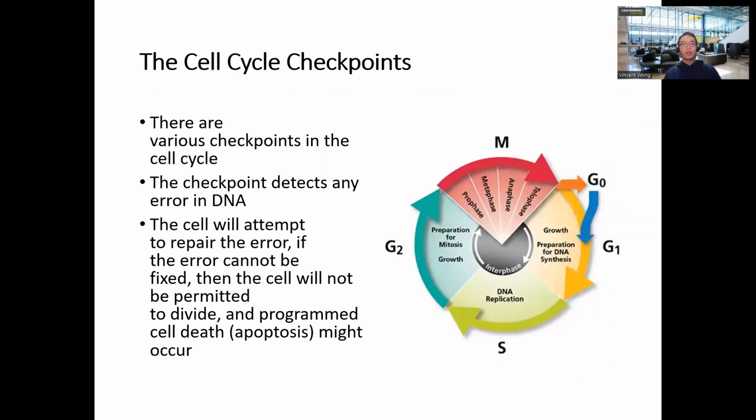So earlier we were talking about checkpoints, right? And it's important to have these checkpoints because we want to make sure the cell DNA has good quality. We want to make sure the cell is in a healthy state before you go ahead with the division, right?